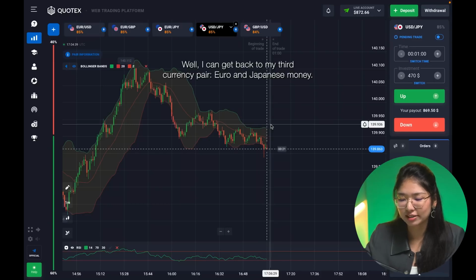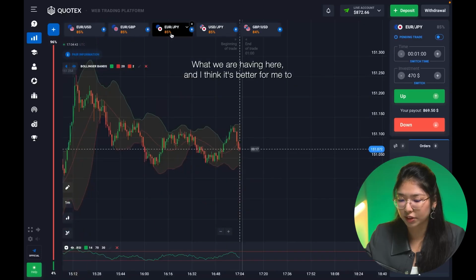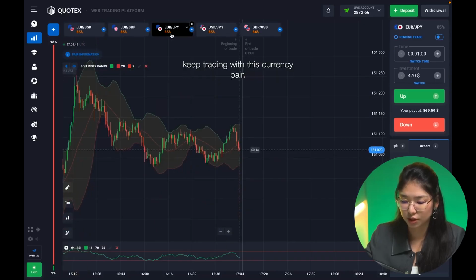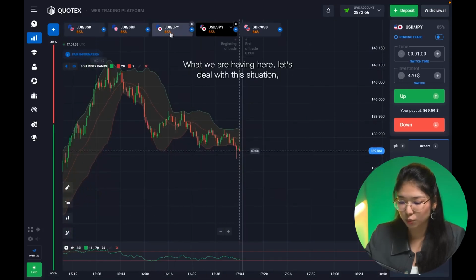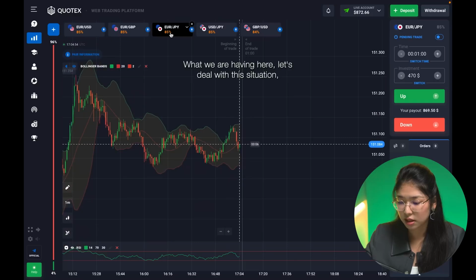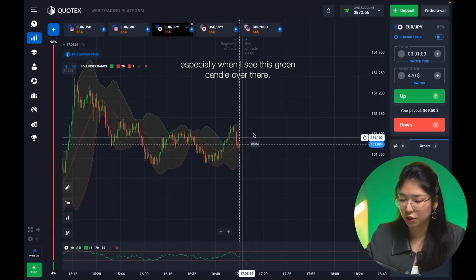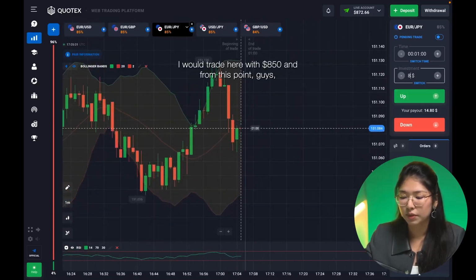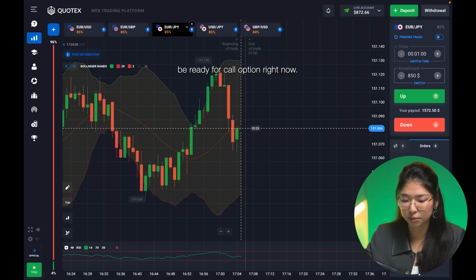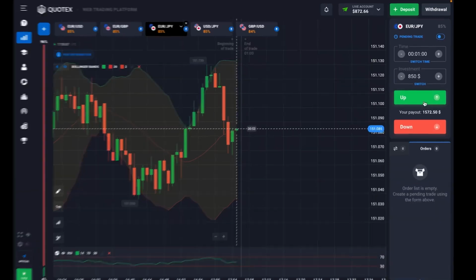Well, I can get back to my former currency pair, euro and Japanese yen. What do I have here? I think it's better for me to keep trading with this currency pair. It's better than this one. Yes, euro and Japanese yen, what are we having here? So let's deal with this situation, especially when I see this green candle over there. And I will trade here with $850, and from this point, guys, be ready for call option right now.